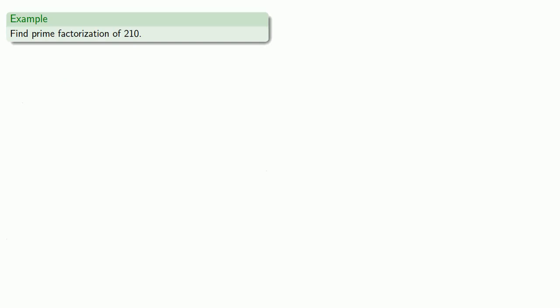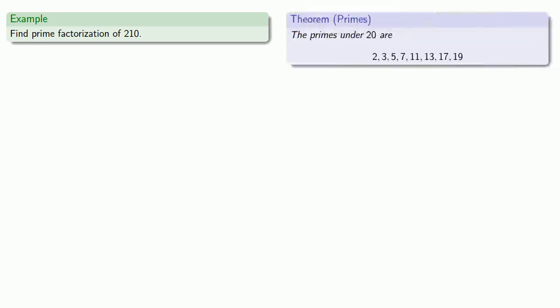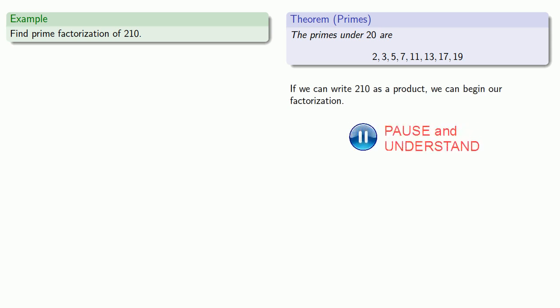So let's try to find the prime factorization of 210. So we'll pull in our list of prime numbers under 20, and let's see if that's enough. So if we can write 210 as a product, we can begin our factorization. There's no need to be fancy about the factorization. Anything we can find that multiplies to 210 works. So let's try, how about 10 times 21?